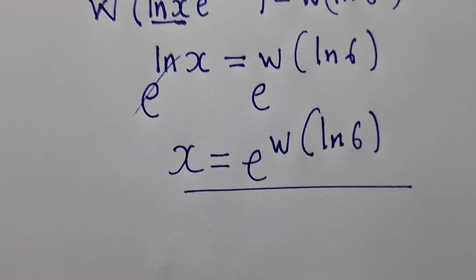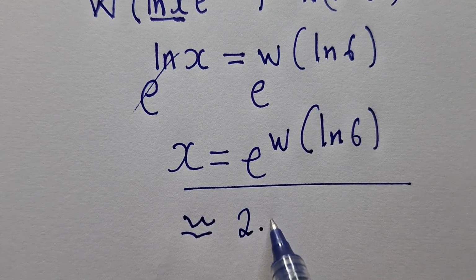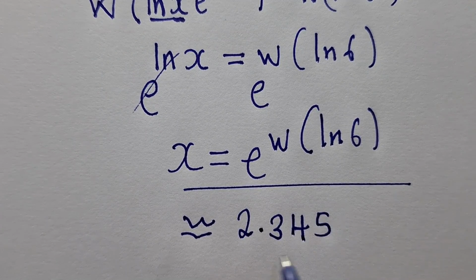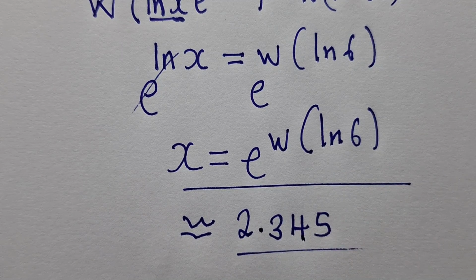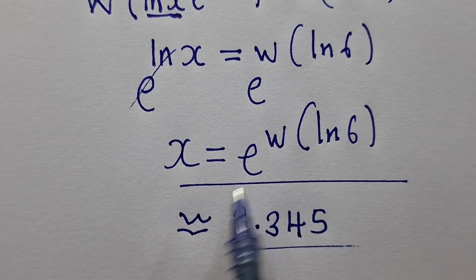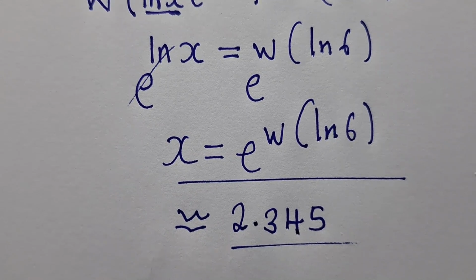So the approximate answer here we can say is equal to 2.345. That is, when we punch on the calculator, this value is coming out to be approximately 2.345.